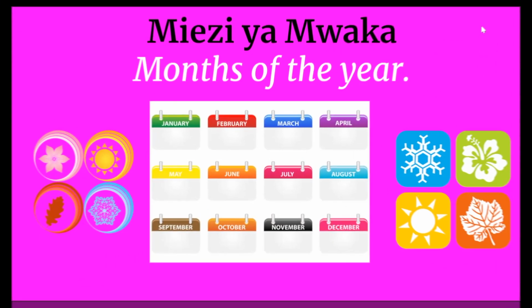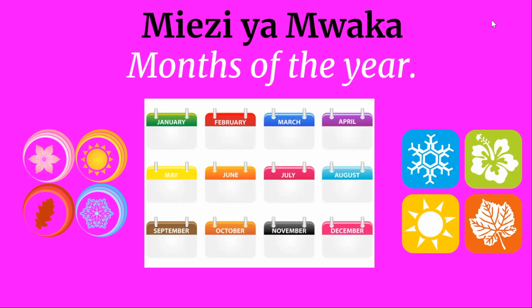This is how you say months. Miezi is months. One month will be mwezi. Many months, miezi. Mwaka is year. So how many months are there in a year? 12 months of the year.